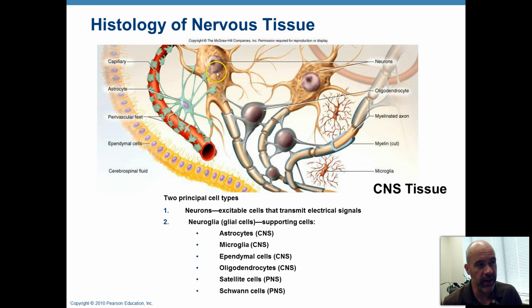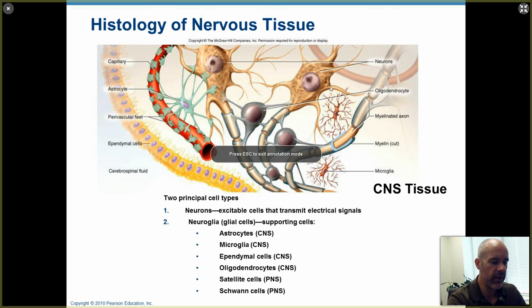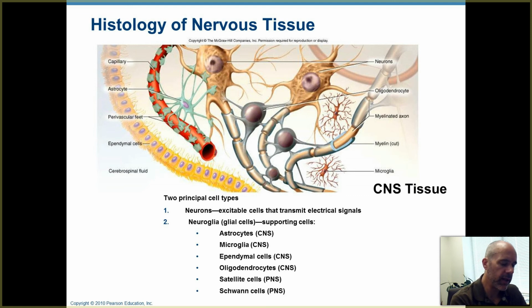And of course, right there, that is a neuron. Here's another neuron over here. Those are multipolar type neurons. So we have discussed those already. But then there are some other cell types in here we're going to be taking a look at. The other cell types are broadly classified as neuroglia or glial cells, and they play various supporting roles in the nervous system.